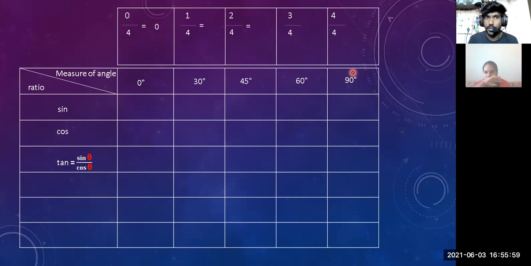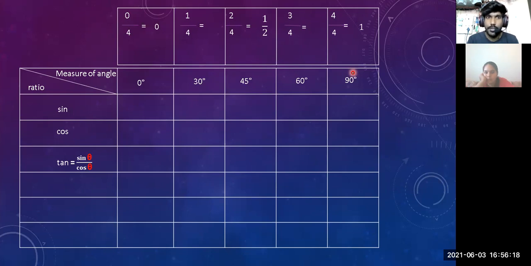Zero. 1 divided by 4 is 1 by 4 itself. 2 divided by 4, you can reduce it. What will it become? 1 upon 2. 3 divided by 4, we can keep it as it is. You cannot reduce it. And 4 divided by 4 will be? 1.